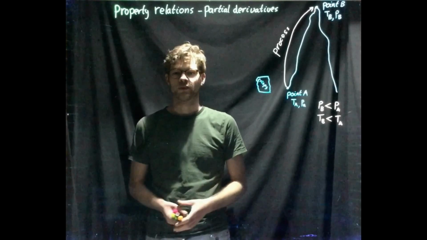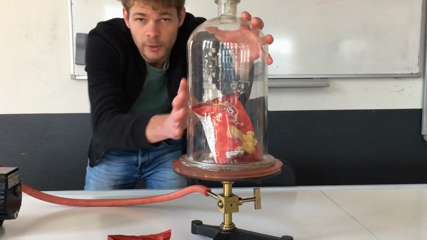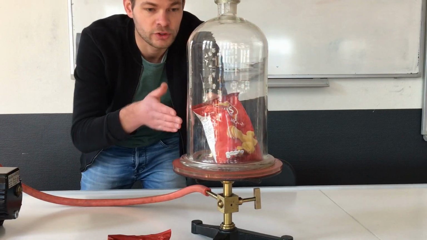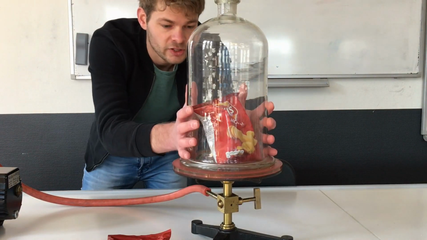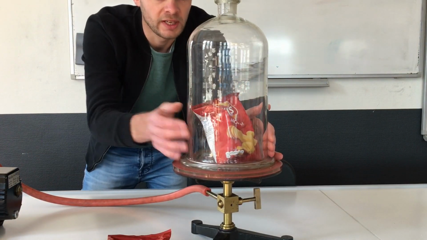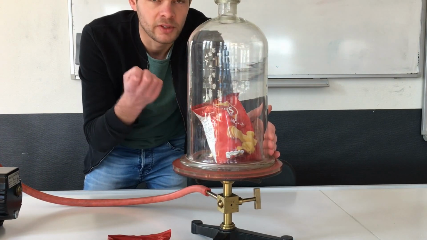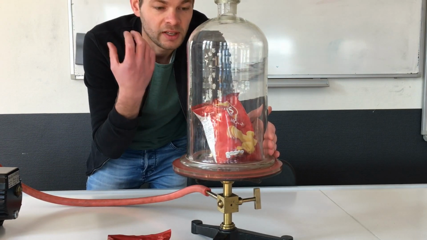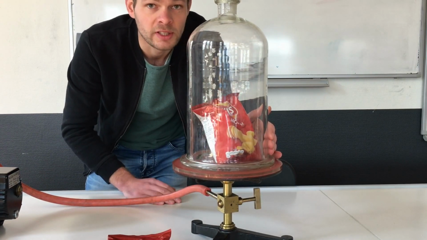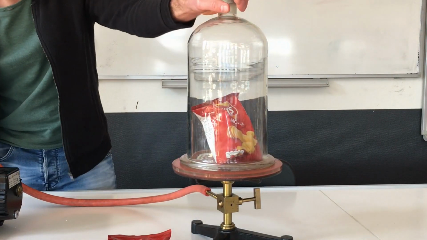So please enjoy. Over here we have a vacuum chamber which I connect to a vacuum pump, and I'm going to show you that by lowering the pressure in this vacuum chamber we can make the volume of the bag of crisps increase. So there we go.